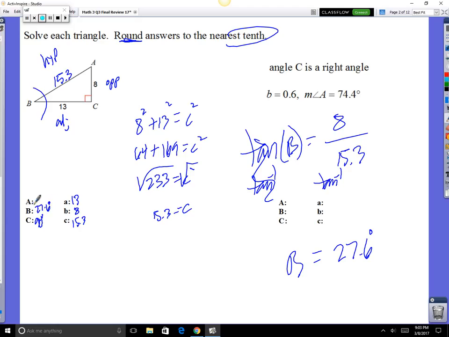And A and B have to give you 90 because C is 90, and 90 plus 90 is 180, and that's all there is in a triangle, 180. So I'm going to do 90 take away 27.6. So just do arithmetic to get angle A, 62.4.